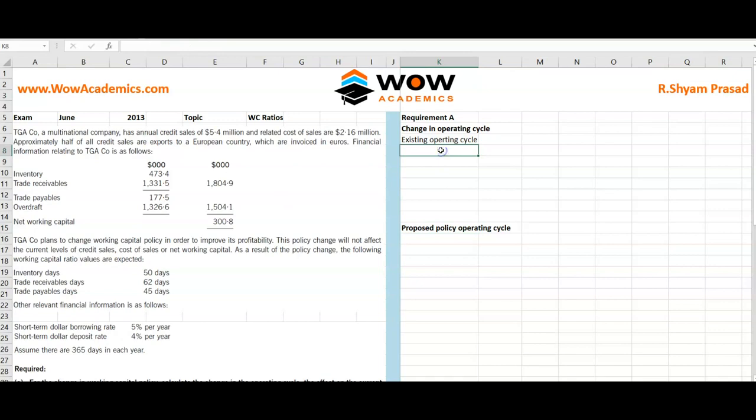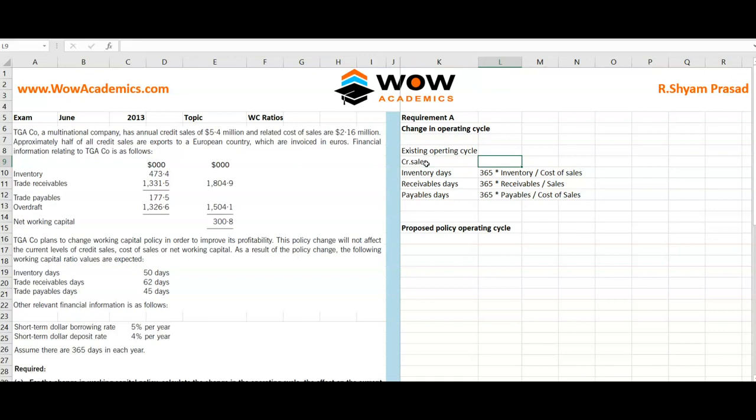So we have to find out inventory days, receivable days, and payable days. This is the formula: 365 times inventory divided by cost of sales, and for receivable days and payable days it's the similar ratio. To compute these ratios, we need two more items. We need the credit sales number. Why do we need to find the credit sales number? Because these numbers are in thousands, but the credit sales number is in millions, so we have to convert it into thousands.